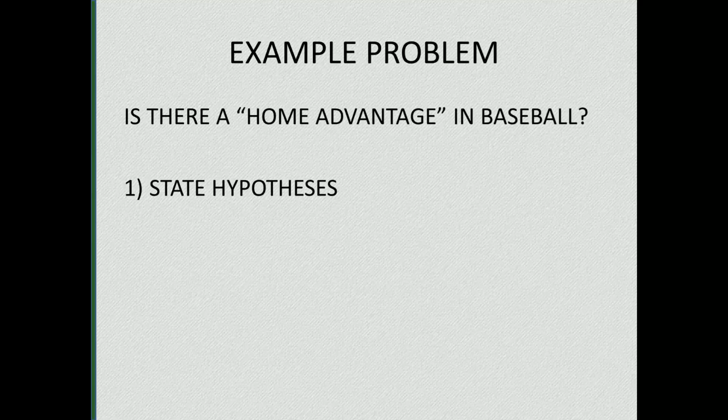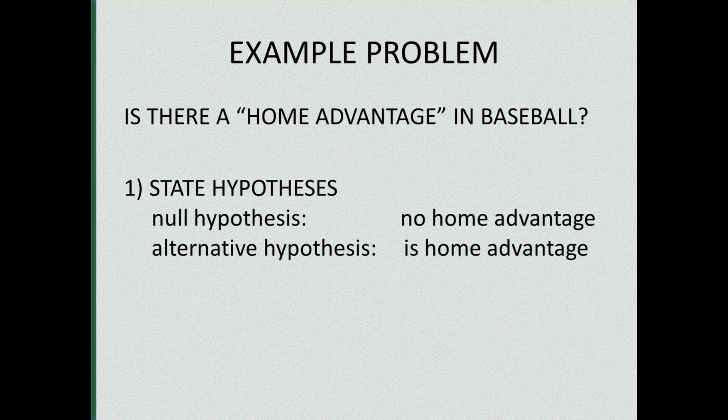So let's work through this. Let's begin by stating our hypotheses. In this problem, what is our null hypothesis? What is our alternative? The null hypothesis is no effect, nothing is happening, that there is no advantage, versus the alternative that something is happening, something is going on, that there is a home advantage. Again, the null hypothesis is always nothing special is happening here. Usually the alternative is what we are trying to show.